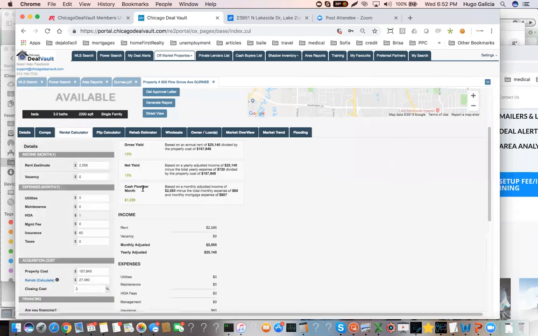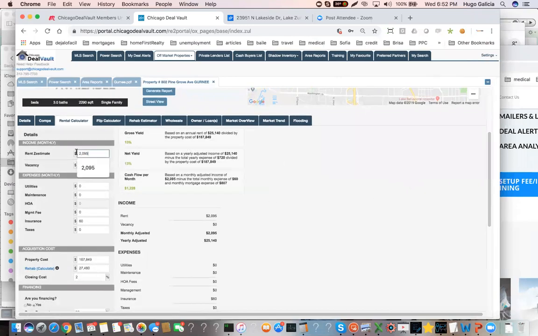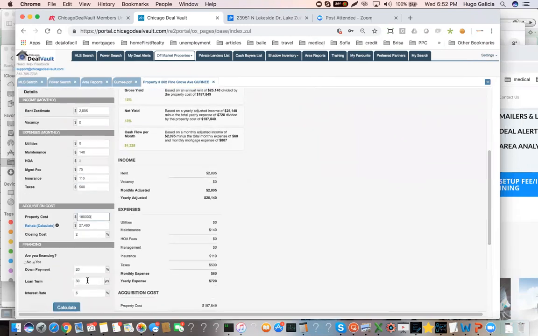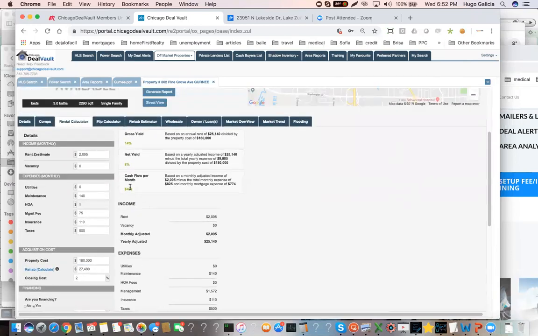Okay, now let's just quickly look at the rental. So the rent seems to be pretty high. Okay, now the utilities are going to be paid by the tenant. The maintenance is going to be, let's do 140. Management fee is going to be, let's say, 75. Insurance is going to be 110. Taxes are going to be 500. And then we're going to pay 180 for the property. Okay, 1, 2, 3. No more than 180 for the property. Let's look at the numbers. So we're going to be making about 500. So it does make sense for a buy and hold, but it doesn't make sense for a fix and flip.